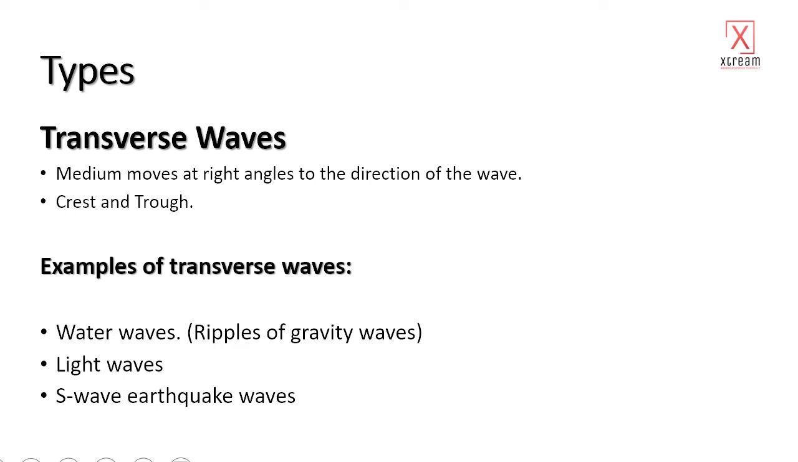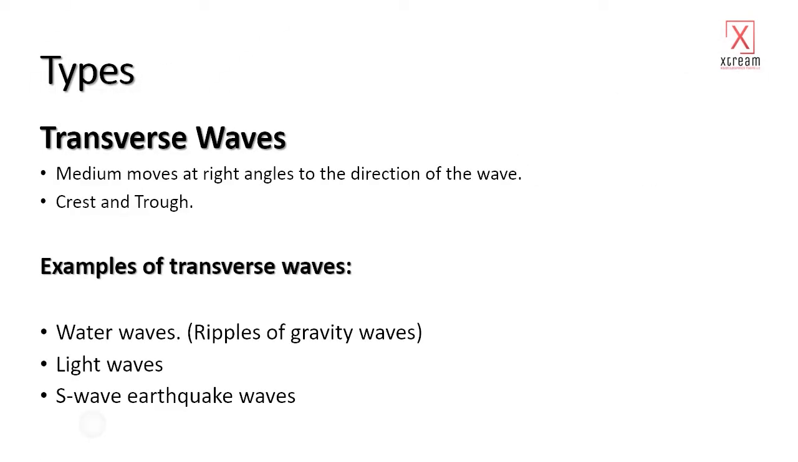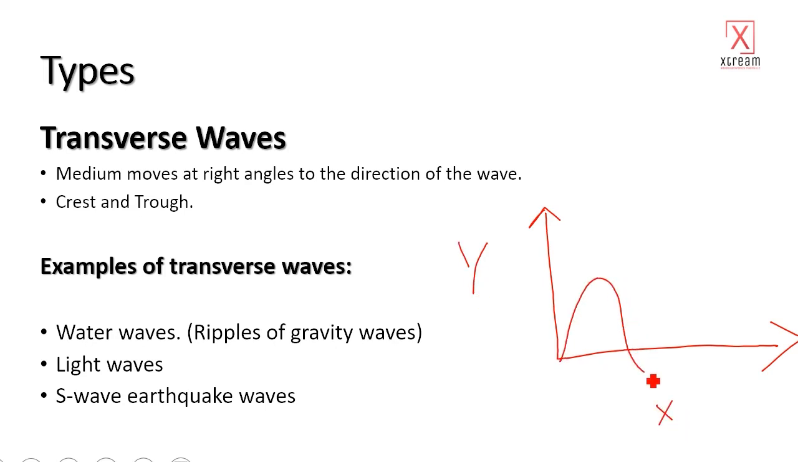Transverse waves are those in which the medium moves at right angles to the direction of the wave. Like we can say that here is a wave. Let's suppose this is our graph, y-axis and x-axis, and we have a wave over here like this.